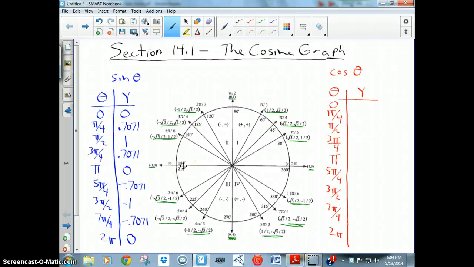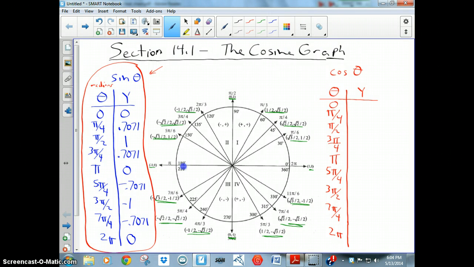The next section in 14.1 is about the cosine graph. We've already discussed in class and started to make a cheat sheet that dealt with the sine function. And what you see over here on the left that I'm circling in red is our table that we made based on theta, which is in radians, and the y values of the function.